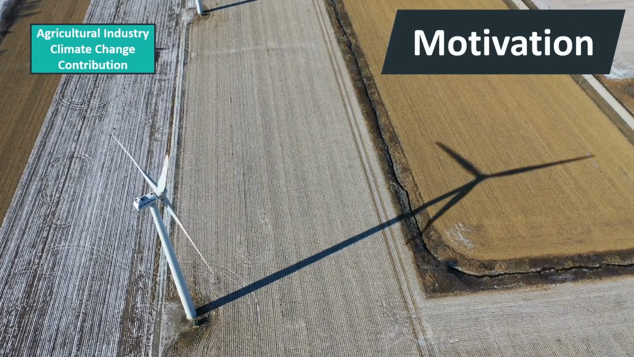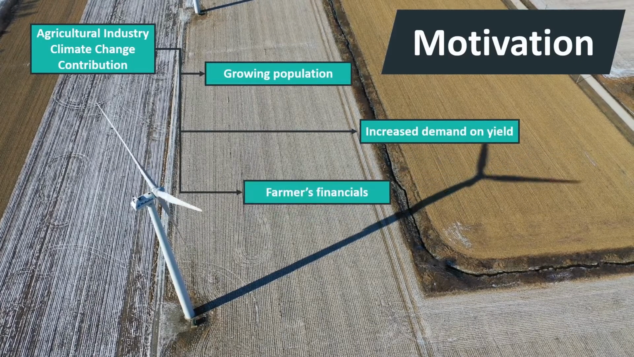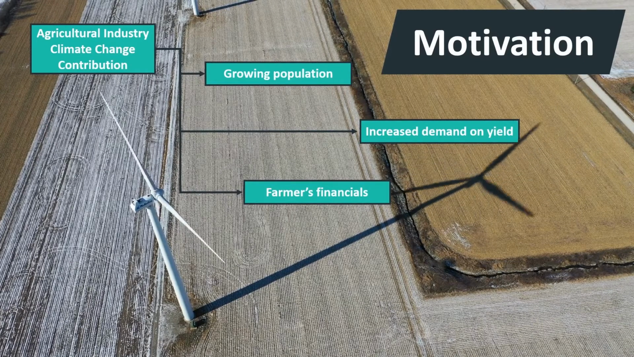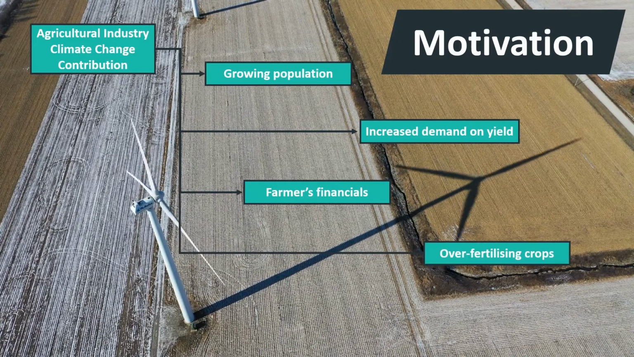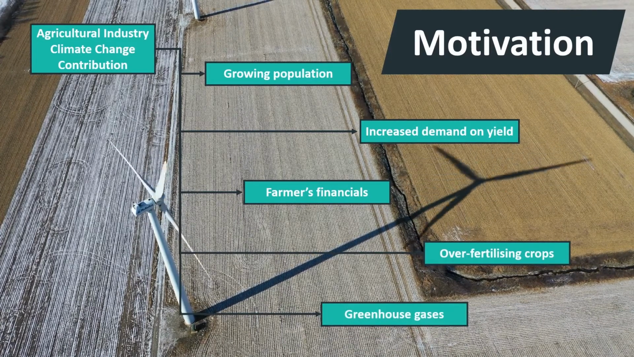The motivation for this device is to assist the reduction of the contribution to climate change from the agricultural industry. With a growing world population, increased demand on yield leads to rising pressures on farmers to fulfil the demand, which in turn leads to more consequences for them, mainly financially. To mitigate this, many farmers are over-fertilising their crops. Roughly 25% of nitrogen goes back into the atmosphere on farms.